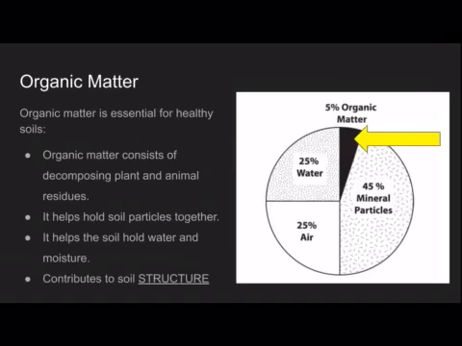The next is organic matter, and this is a very important component for healthy soils. Organic matter consists of decomposed plant and animal residues. An example of this would be the dead leaves that fall off trees in the fall. These leaves fall into your lawn, and eventually, over time, they break down and become part of the soil themselves.